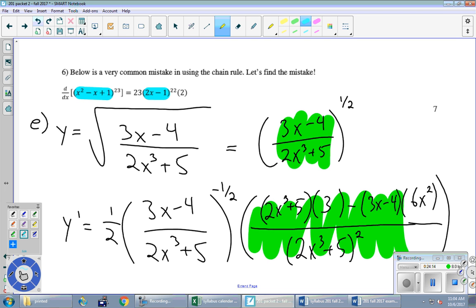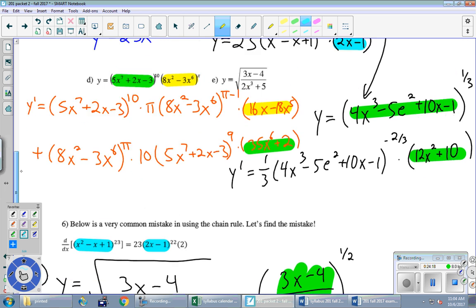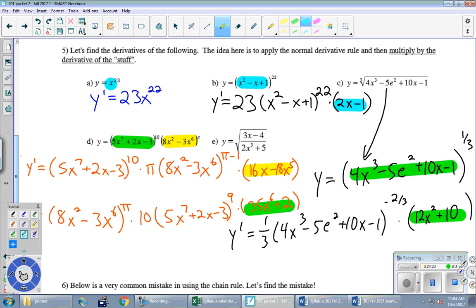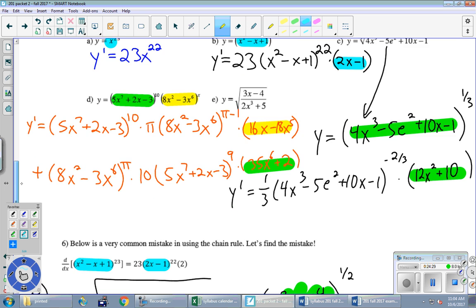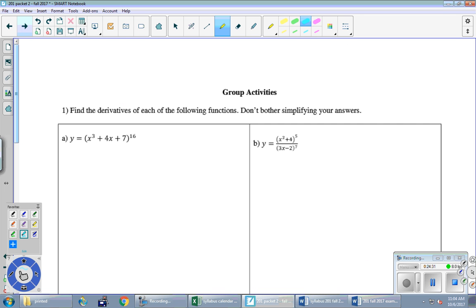So how many times did we do the derivative of the stuff on all of these problems here? Once. Blue, derivative, blue, once. It's just one derivative. You don't just keep going until there's no more to do. Just one time. Okay, I think that is the demo. On the next page, I will point out, there you go. Don't bother simplifying your answers. Just write the derivatives.